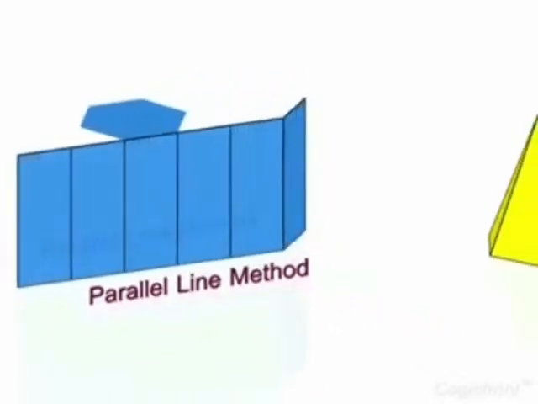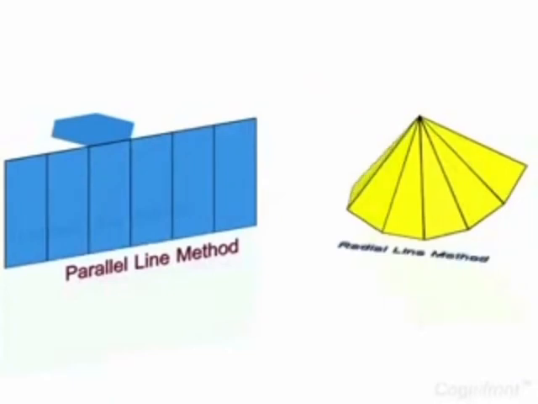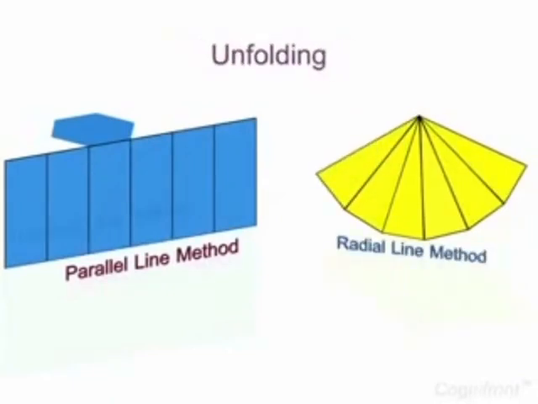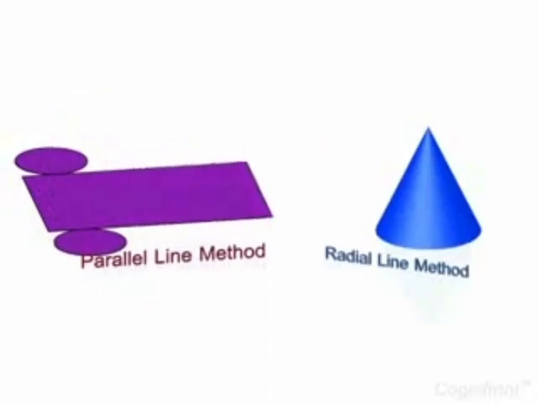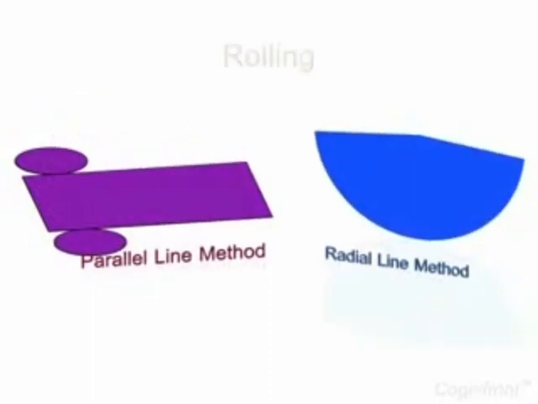Now the parallel line method, if we've got a square-sided object, can be folded out. So we call this unfolding. When we have a round or cylindrical object of any kind, be it conical or flat, we refer to this as rolling out, and that's something we will cover later.